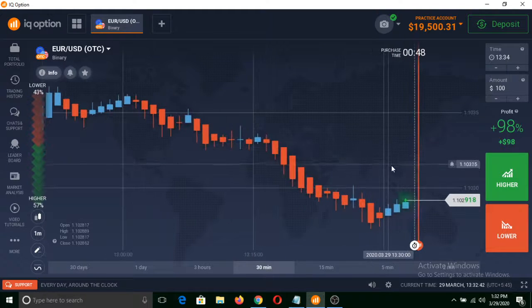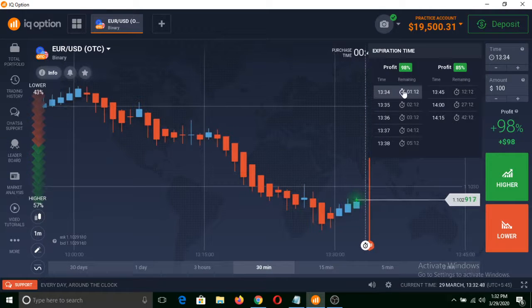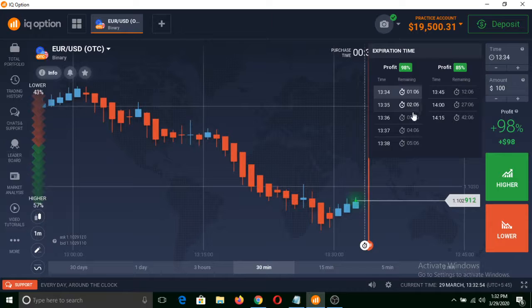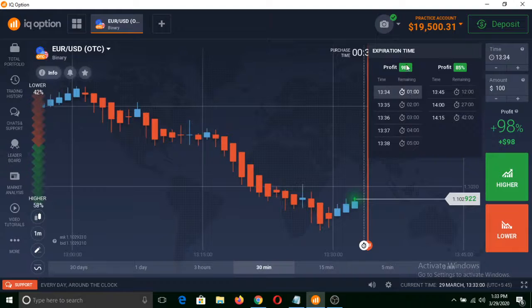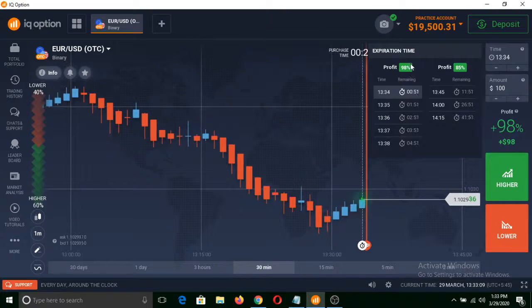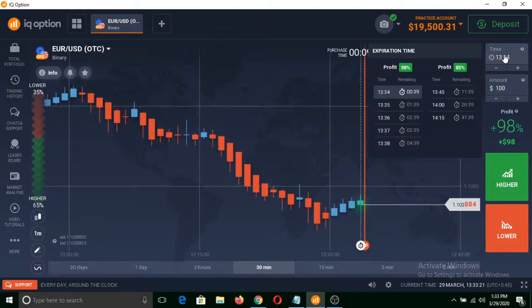So firstly, to trade binary options, you need to select a time period. When you select a 1 minute expiration time, this is 1 minute expiration time, this is 2 minutes, this is 3, 4, 5. We will select 1 minute expiration time, and you can see the given profit percentage for this 1 minute is 98%. That means if we invest $100 and we are right in our trade, then we will get a profit of $98 in 1 minute. Similarly, if we invest $100 and we are wrong in this trade, then we will lose our total investment, that is $100. So firstly select an expiration time, that is 1 minute.